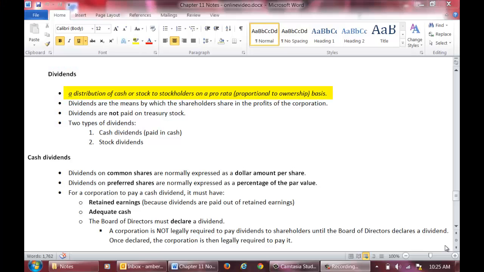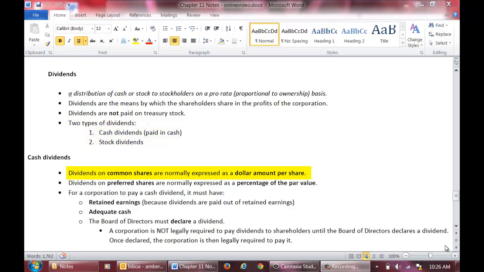Let's get started. A dividend is a distribution of cash or stock to stockholders on a pro rata or proportional to ownership basis. Dividends are the means by which shareholders share in the profits of the corporation. Dividends are only paid on outstanding shares, so dividends are not paid on treasury stock. There are two types of dividends, cash dividends and stock dividends. We will focus on cash dividends.